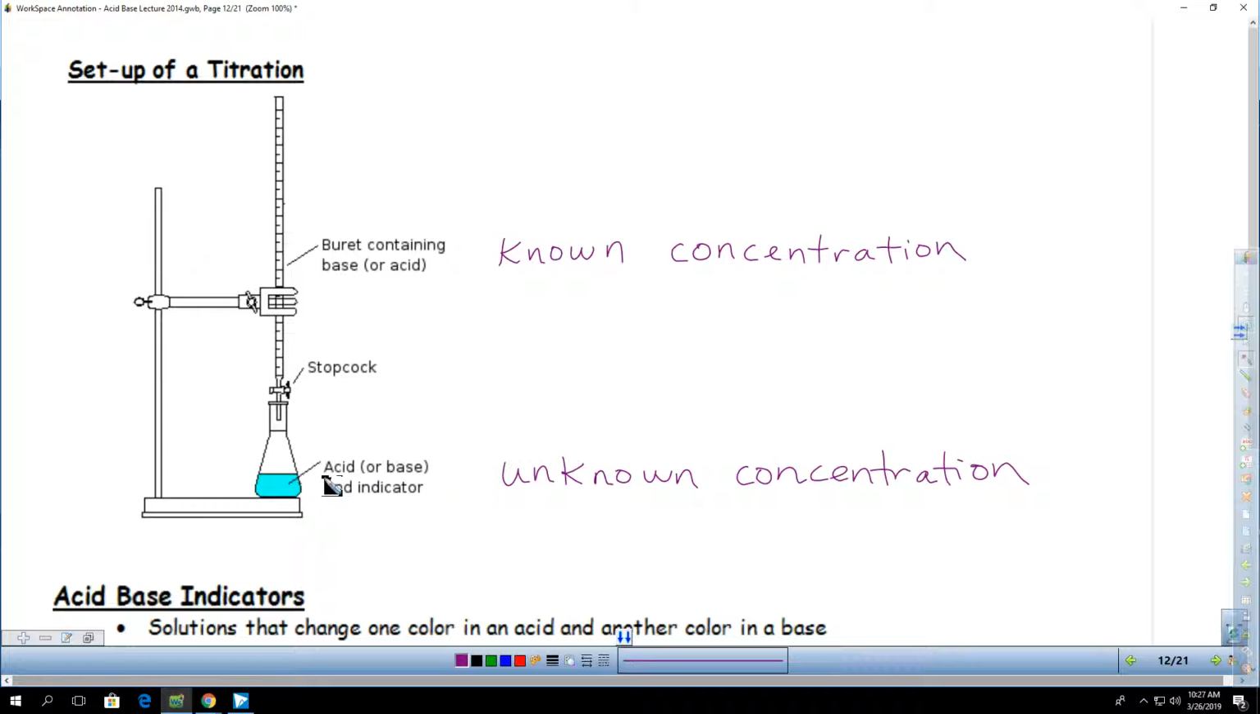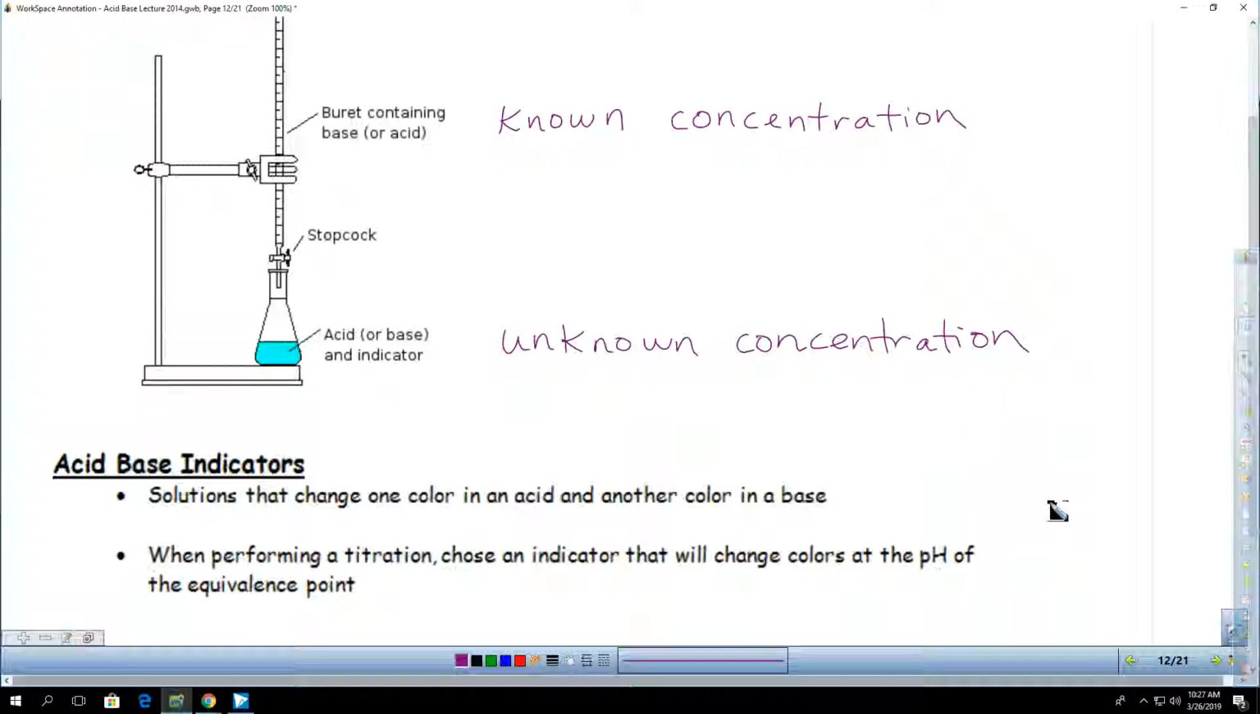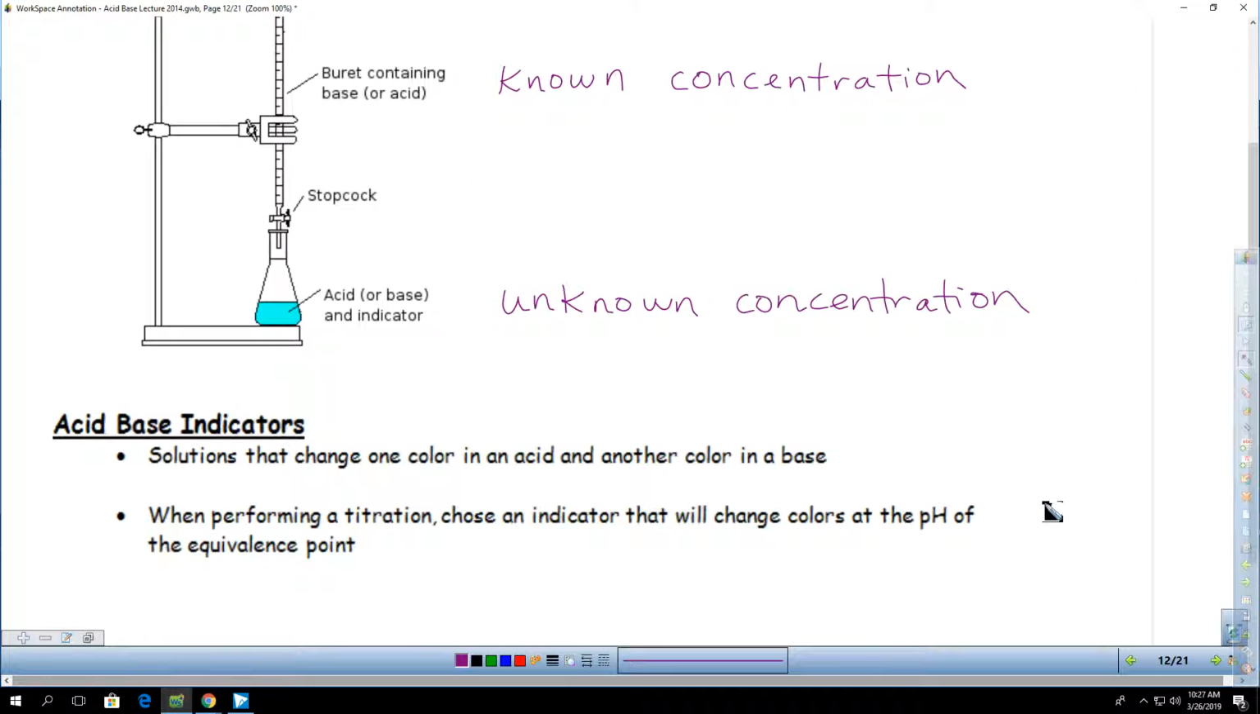In the lab, we could use a pH probe. We could put a little pH probe in there, kind of like a temperature probe, but it measures the change in pH. That works fabulous. Or we often use something called an acid-base indicator. Acid-base indicators are solutions, and usually they're weak acids or weak bases themselves. But the cool thing is that they turn different colors depending on the pH.